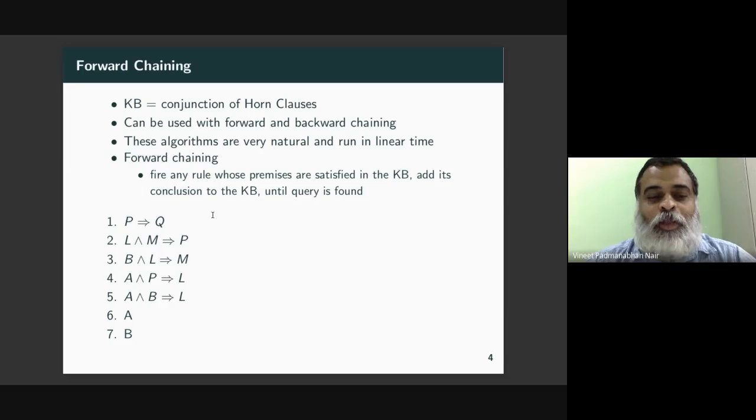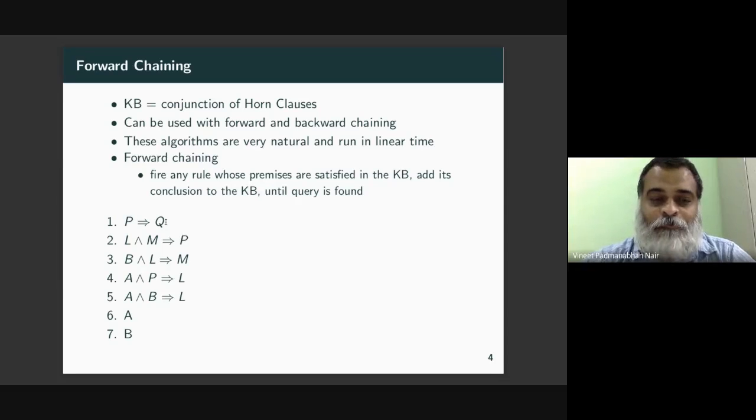From that, you can fire the 5th rule, A and B implies L. Then you get A, B, and L. From that, you can fire the 3rd rule, B and L gives M. So you have A, B, L, M. Now B and L gives M, L and M gives P. So you get till P, and from P you can get Q. So this is the idea of forward chaining.